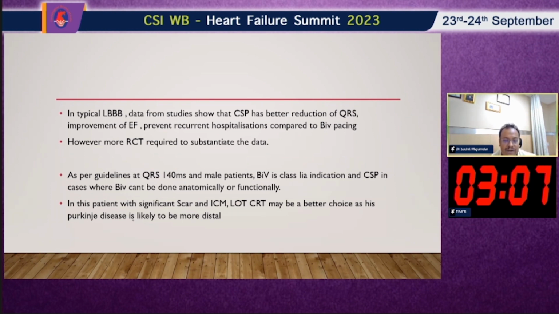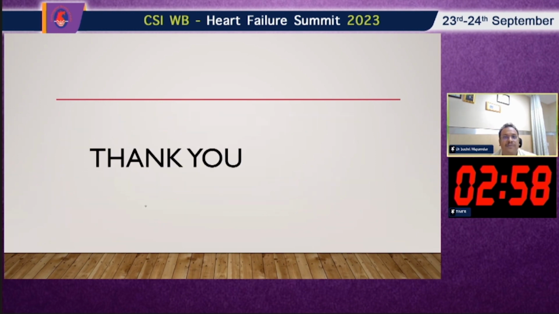In this patient with significant scar and ischemic cardiomyopathy, LOT CRT may be a better choice as His-Purkinje disease is likely to be more distal in these cases. Thank you.